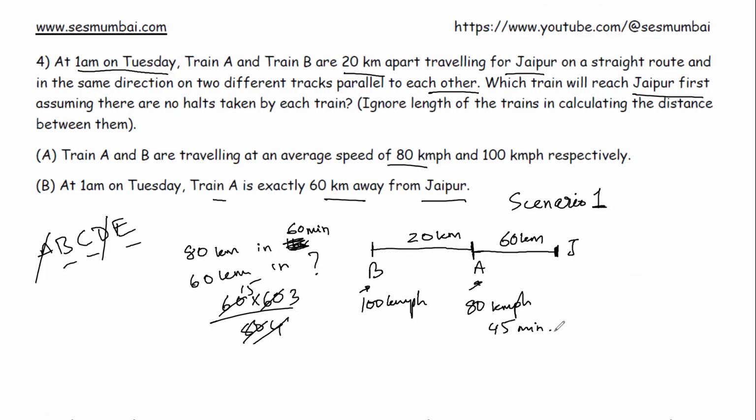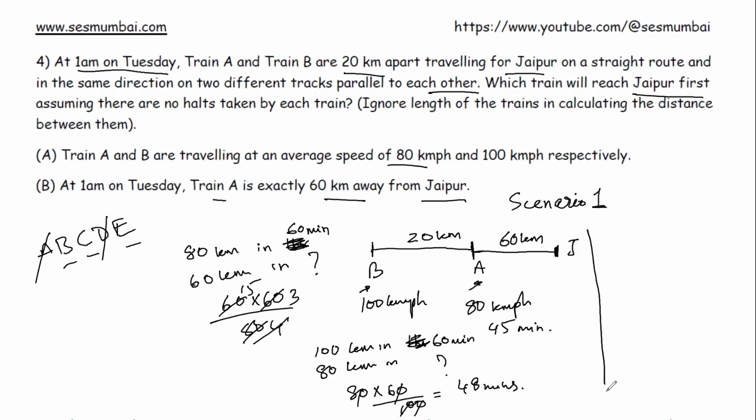Correct. And B, 100 kilometers in 1 hour. Okay. So the distance between B and A is 20 plus that 60. So 80 kilometers. So this I'll take it as 60 minutes again. How many minutes? So 80 into 60 divided by 100. So that's 48 minutes. Okay. Yeah. So clearly we know that A reaches first. Which train will reach Jaipur first?